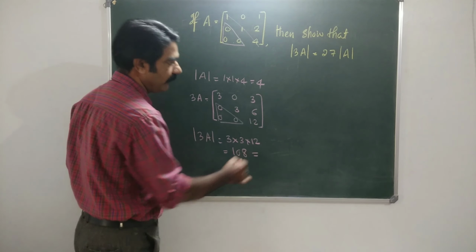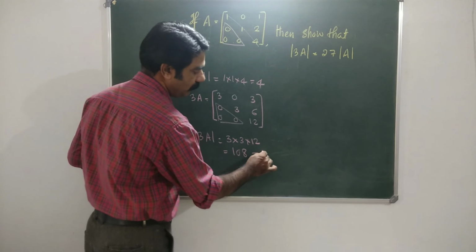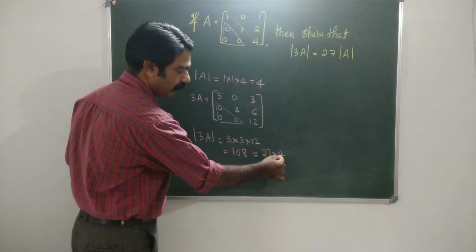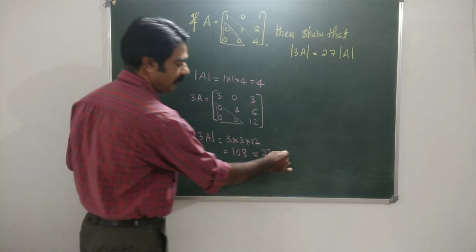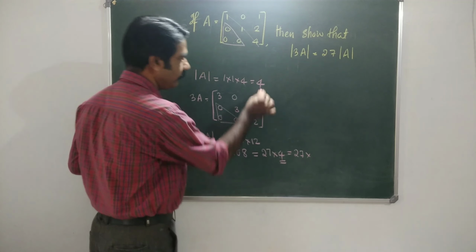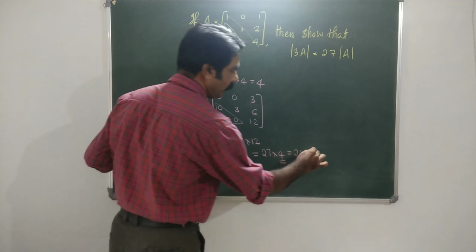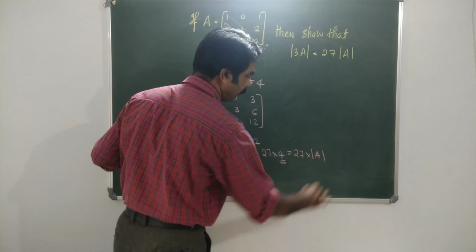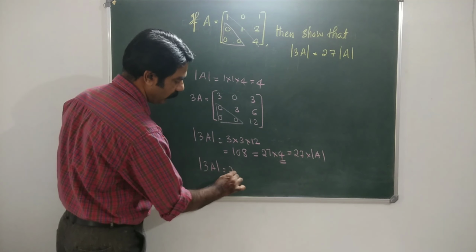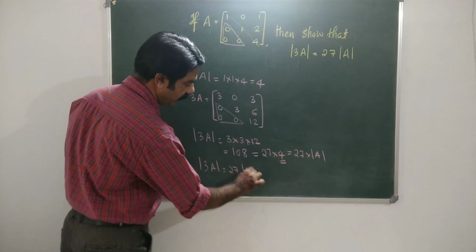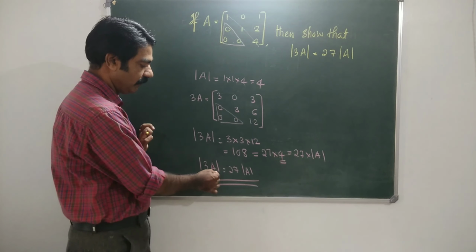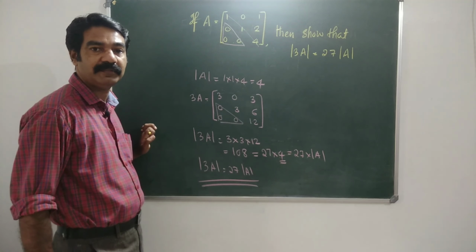So determinant of 3A is equal to 108. This 108 we can write as 27 into 4. 27 fours are 108. That's equal to 27 into, what is 4? 4 is equal to determinant A. So 27 times determinant A. That is, determinant of 3A is equal to 27 times determinant A, which is what we had to prove.